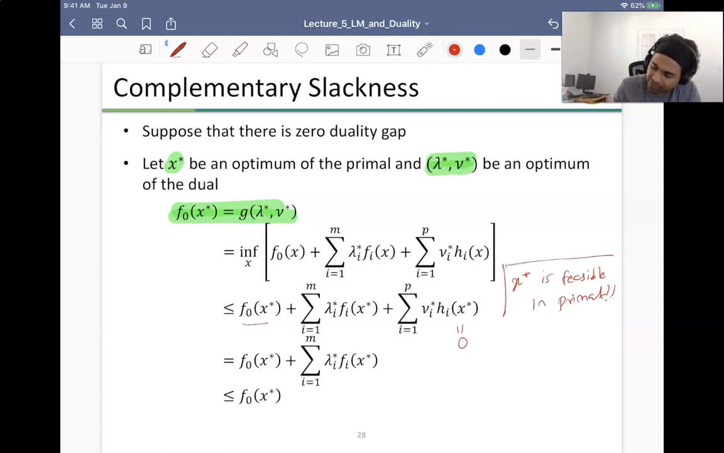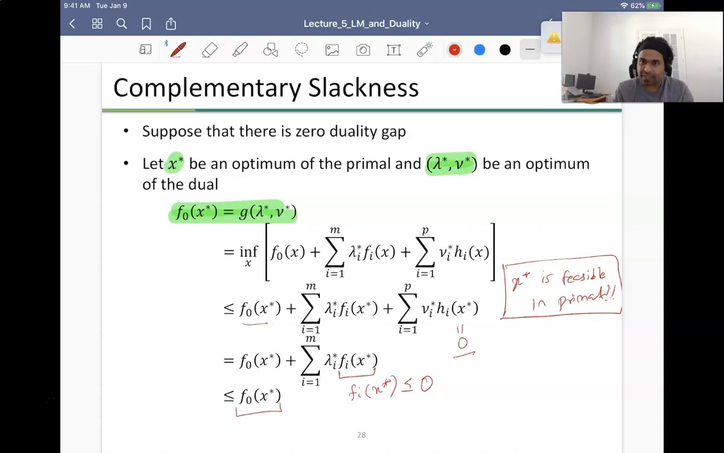Okay, so this is the critical thing over here. Because x star is feasible, I know that this term is equal to 0, so I'm only left with this lambda i star multiplied by f_i(x star). If you recall, again because of feasibility, f_i(x star) is less than or equal to 0, right? So what this means is that this is less than or equal to f0(x star), but then I have f0(x star) over here, right?